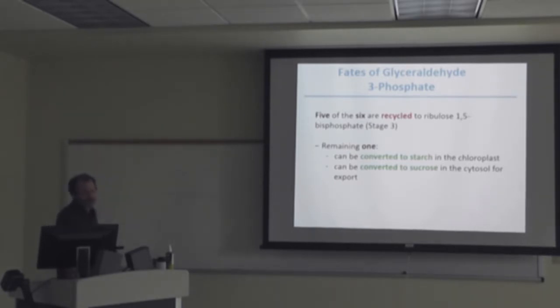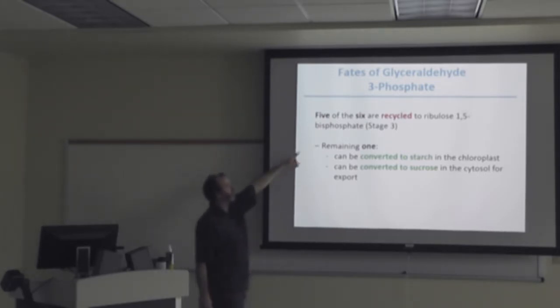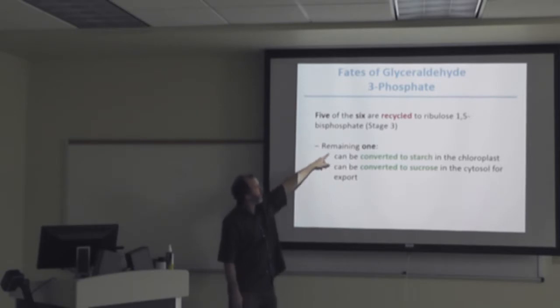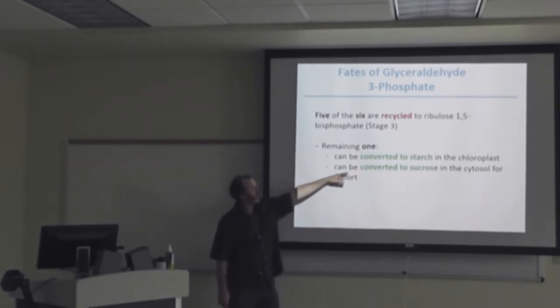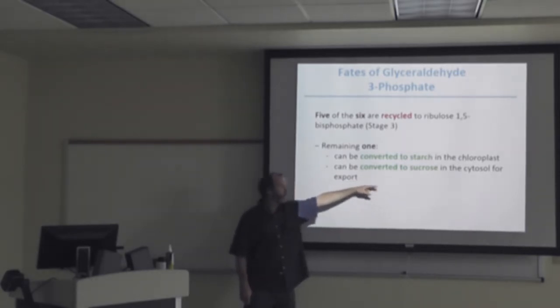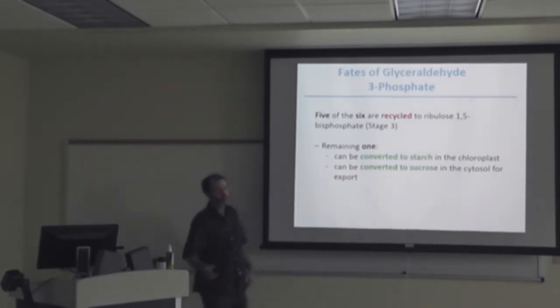So 5 of the 6 glyceraldehyde 3-phosphates are recycled. 5 out of 6 of those are recycled back to ribulose 1,5-bisphosphate. The remaining one can be converted to starch in the chloroplast or can be converted to sucrose in the cytosol for export.